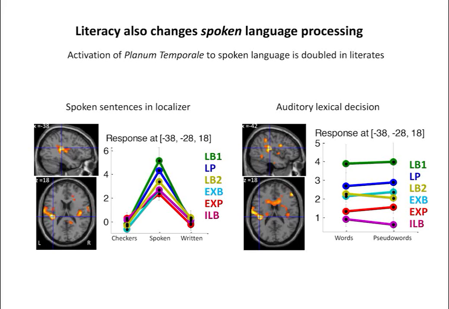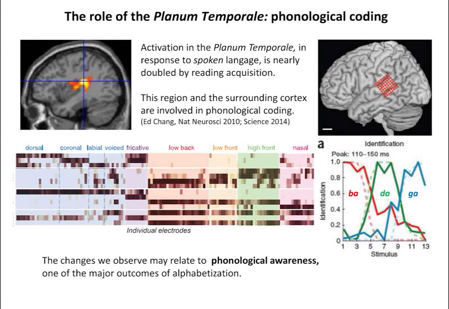And we replicated this observation in a second scanning session where the subjects were doing single word and single pseudo-word lexical decision. So this is sentences, this is single items, but again you see the activation is strongly increased by learning to read. So massive change in this area. We are pursuing this finding. We don't really know what it means, but we sort of know what this region is doing.